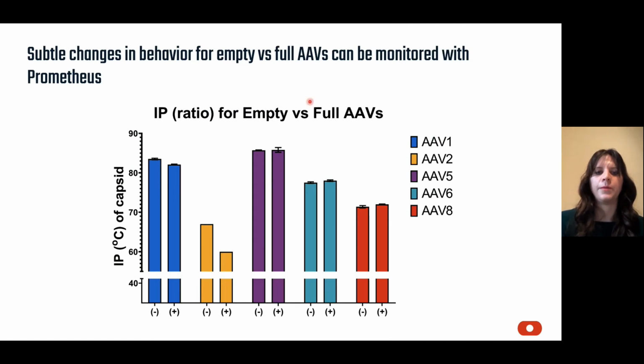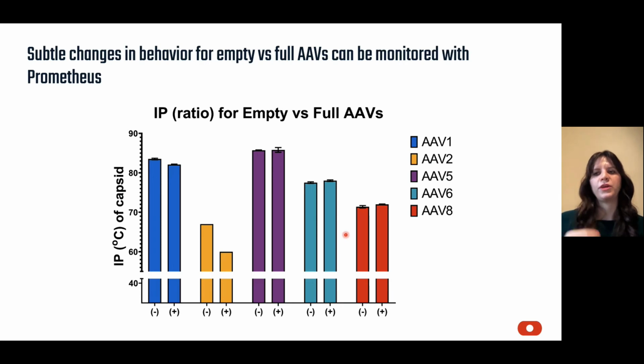Zooming in a bit on the empty versus the full capsids, here we have empty versus full for 5 different capsids. There's not always a huge change in the inflection temperature between the AAVs based on their fill status. However, there can be a difference. AAV2 shows it quite starkly, and there's actually a significant enough difference for 1 and 6 as well.